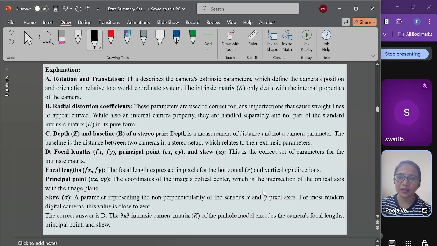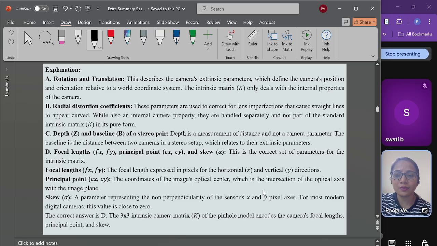So option E is rotation and translation. The rotation and translation describe the camera's extrinsic parameters, not the intrinsic. So it defines the camera position and orientation related to the world coordinate system. That rotation and translation will describe the camera's position related to the world coordinate system. So the intrinsic camera matrix only deals with the internal properties of the camera, not the extrinsic parameters.